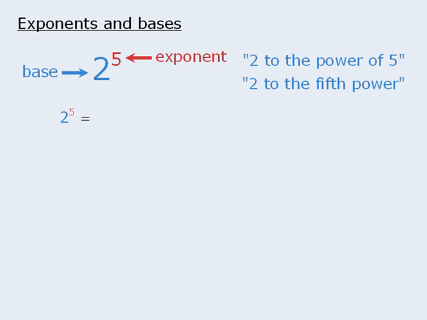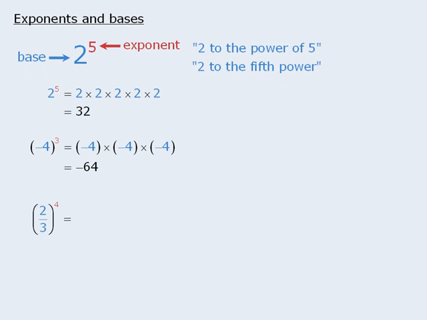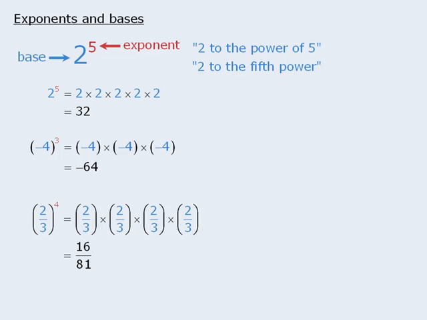The exponent 5 in this expression tells us to take the base of 2 and multiply it by itself 5 times. This equals 32, so 2 to the power of 5 equals 32. Similarly, the exponent 3 in this expression tells us to take the base of -4 and multiply it by itself 3 times. So -4 to the power of 3 is equal to -64. Finally, the exponent in this expression directs us to take the base of 2/3 and multiply it by itself 4 times. This equals 16 over 81, so 2/3 to the power of 4 is equal to 16 over 81.